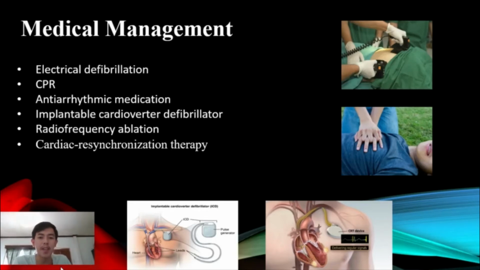Antiarrhythmic medications are also given to decrease or increase conduction velocity in the patient. An implantable cardioverter defibrillator is used to perform cardioversion, defibrillation, and pacing of the heart for the patient with VTAC. Radiofrequency ablation is a procedure in which an electrical current produced by a radio wave destroys abnormal tissues that are causing the heart to beat incorrectly.